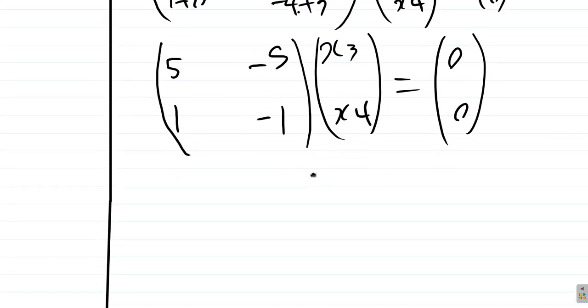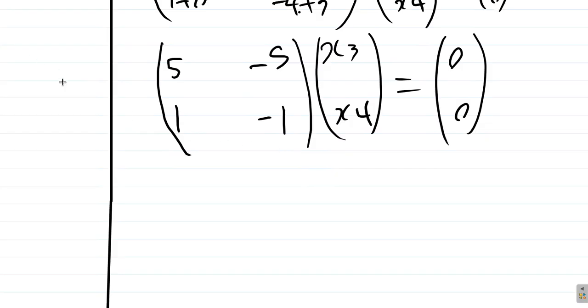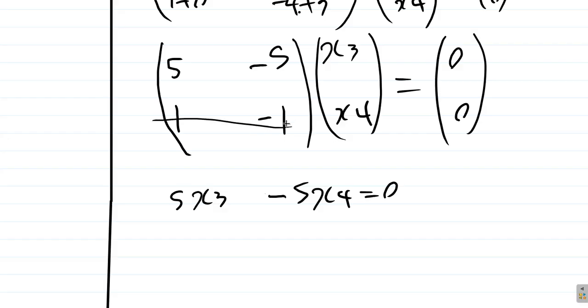So here now, if you multiply this row by the column matrix, you would have 5 times x3 minus 5x4 equals 0. If you multiply row 2 by the column matrix, you'd have 1x3 minus x4 equals 0.